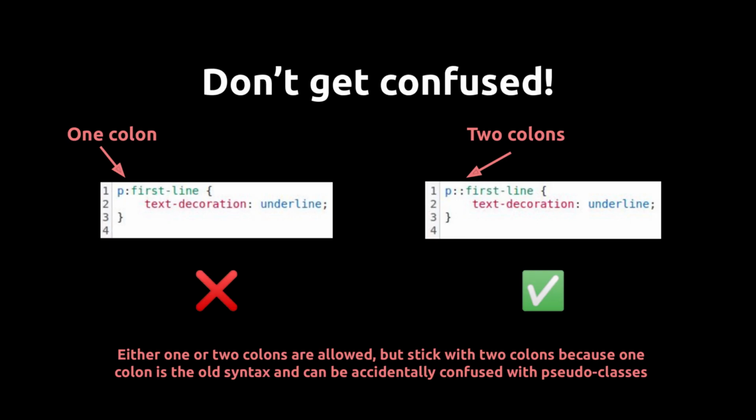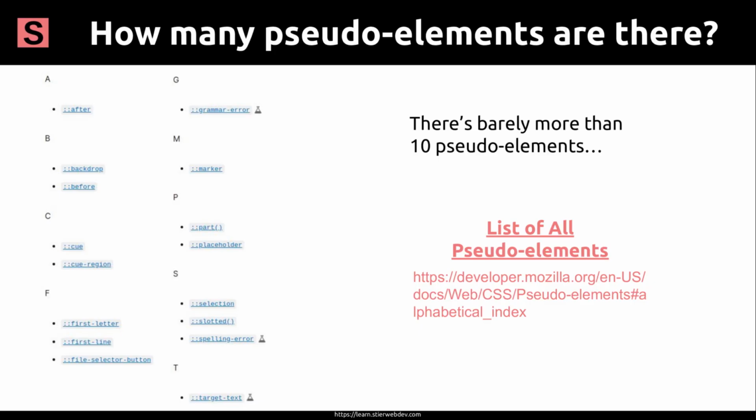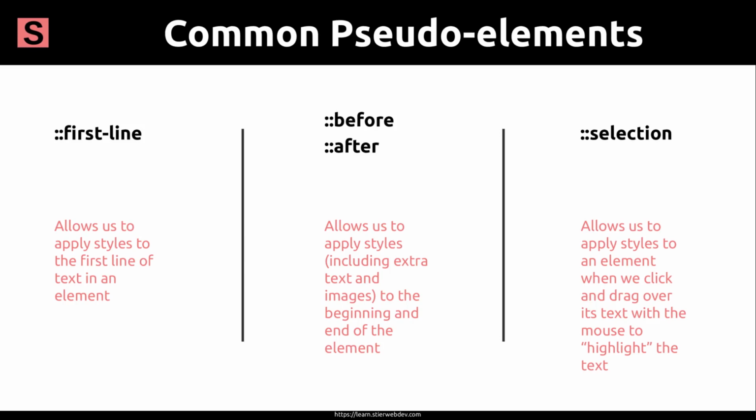use 2. There are a lot fewer pseudo-elements compared to pseudo-classes. While there are several dozen pseudo-classes, there are barely more than 10 pseudo-elements, and most are rarely used. If you want to see the list of all pseudo-elements, you can follow the link on this slide. I've also included it in the lesson description beneath this video, so scroll on down if you'd like to click on it. The 4 common pseudo-elements that we'll be trying out together are listed on this slide.